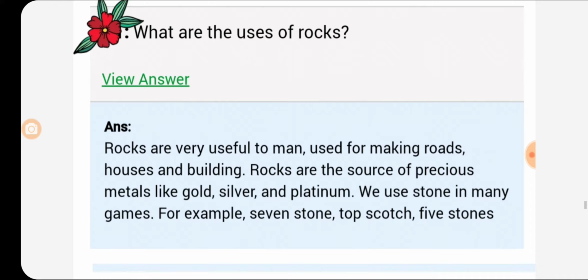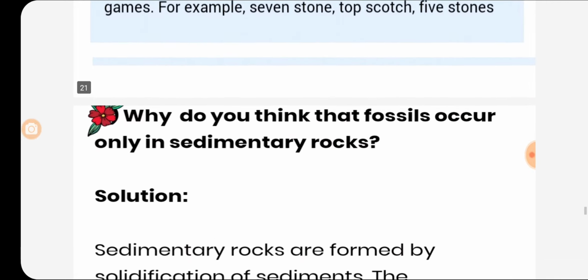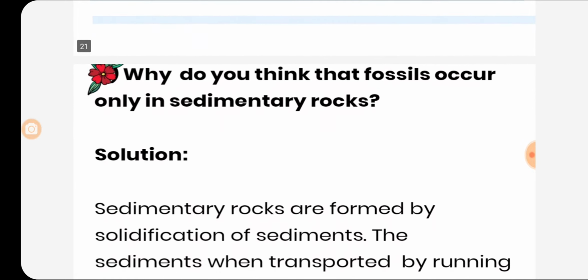Rocks are the sources of precious metals like gold, silver and platinum. Yes, these are the rocks that we are using. The women especially use the gold and silver. We use stones in many games also. Yes, children, we use stones in games also. For example, 7 stone and 5 stones, etc. All these are the games in which we use the rocks.